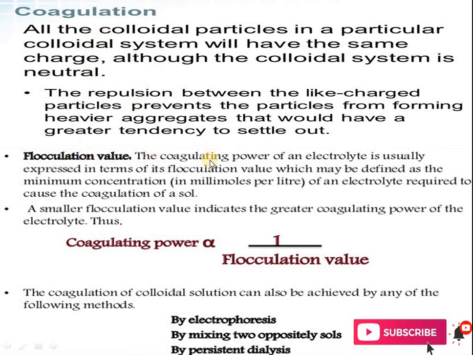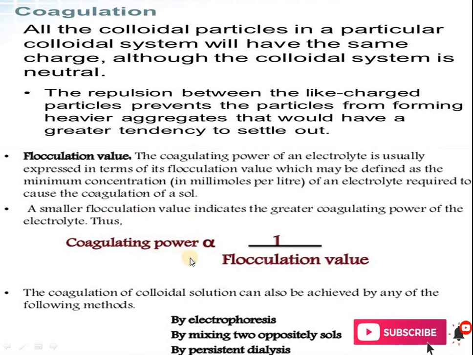The coagulating power of an electrolyte is expressed in terms of its coagulation value, which may be defined as the minimum concentration of an electrolyte required to cause the coagulation of a solution. A smaller coagulation value indicates the greater coagulation power of the electrolyte. So we can say coagulation power is inversely proportional to flocculation value. Greater is the flocculation value, lesser will be the coagulating power. Lesser the coagulation or flocculation value, greater will be the coagulation power.